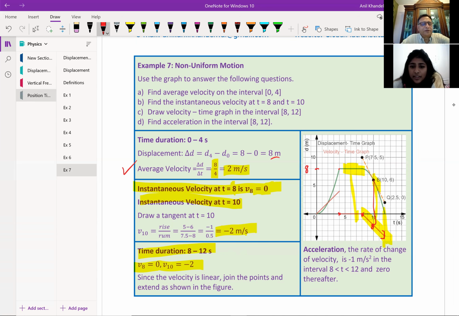Up to this point. Is that clear to you? It ends here, right? This is the ending point. Okay, 0 to 12. Correct. Can you please read this part? Acceleration, the rate of change of velocity, is minus 1 meters per second squared in the interval 8 to 12, and then 0 thereafter. Correct. And even before that. So minus 1 is the slope of this particular line, and that is your acceleration.